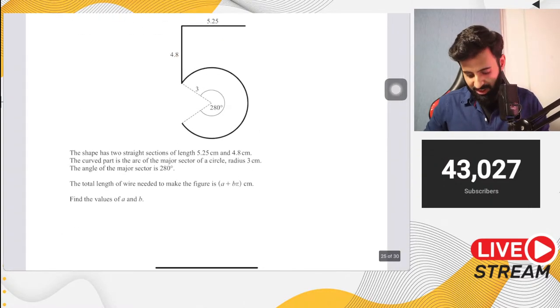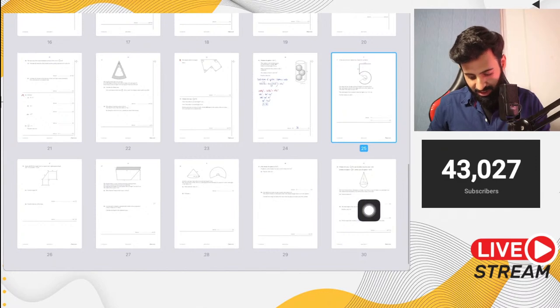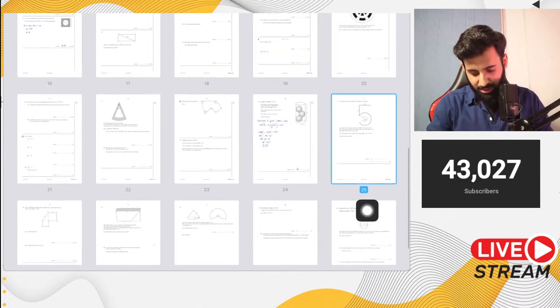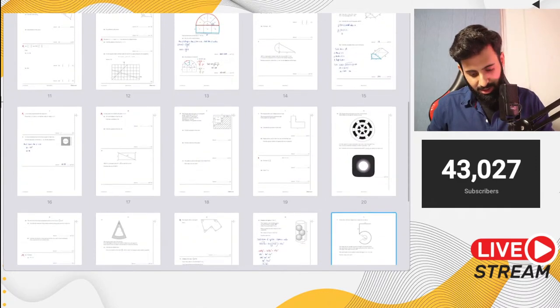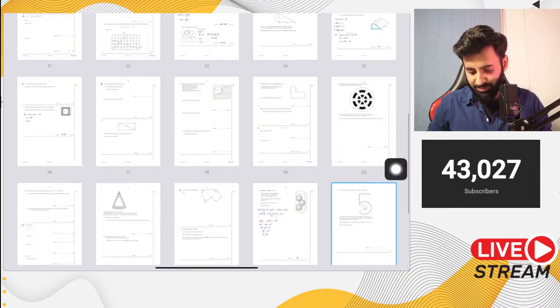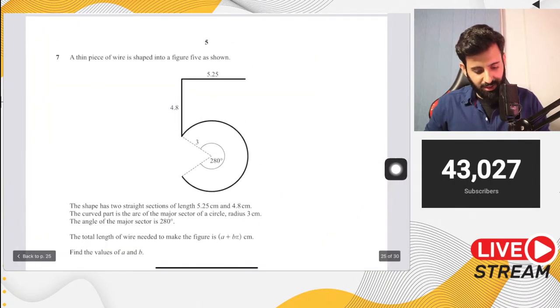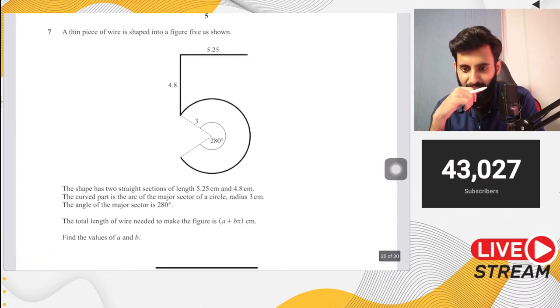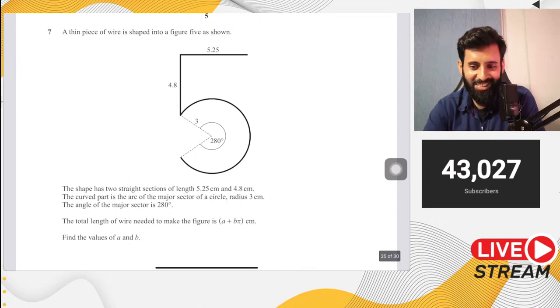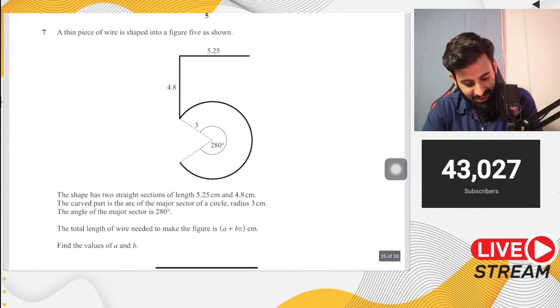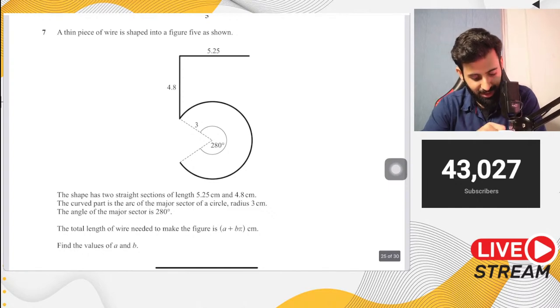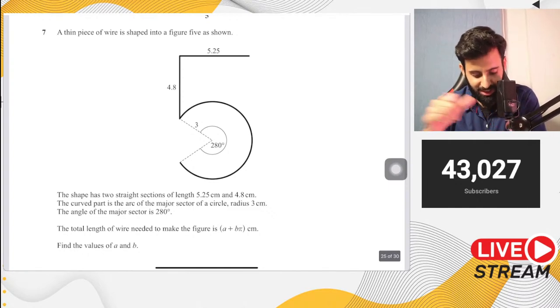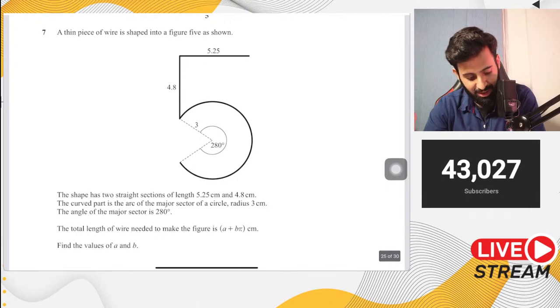There are a couple more questions which I'd like to solve. Interesting questions, this one, and this one as well. Let's keep solving them. So this says a thin piece of wire is shaped into a figure 5 as shown. No, I am joking. The shape has two straight sections of length 5.25 centimeter and 4.8 centimeter. The curved part is the arc of the major sector of a circle, radius 3 centimeter, and the angle of the major sector is 280 degrees.